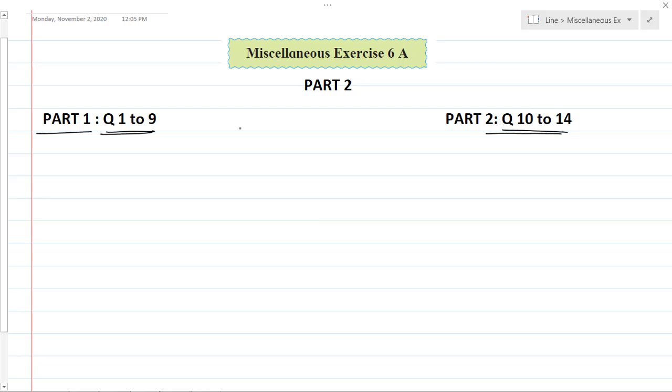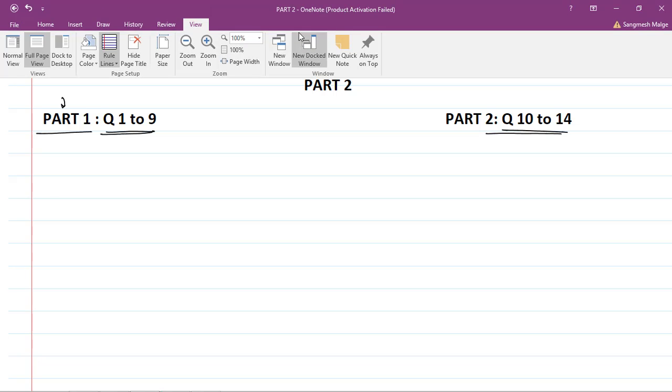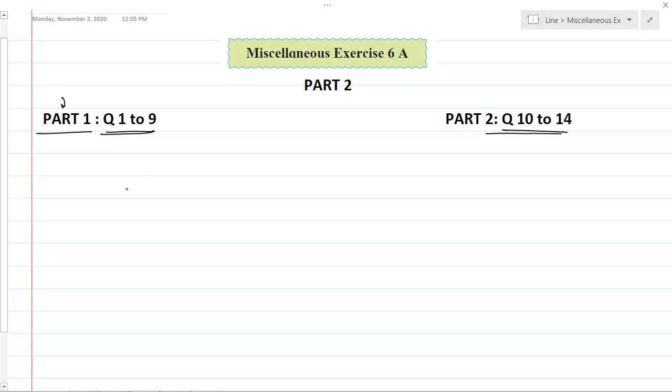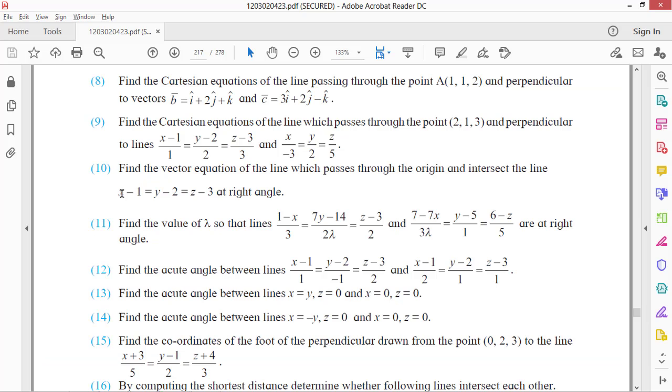In the last video, part 1, we saw the basic questions where we required only two pieces of information: the point through which our line is passing and the parallel vector. That's it. Now in this video we will look at questions which have some different concepts. So let's start with question number 10.